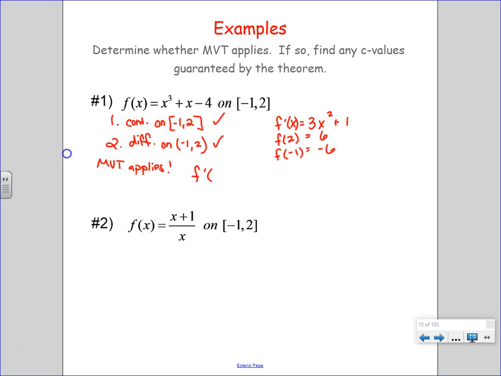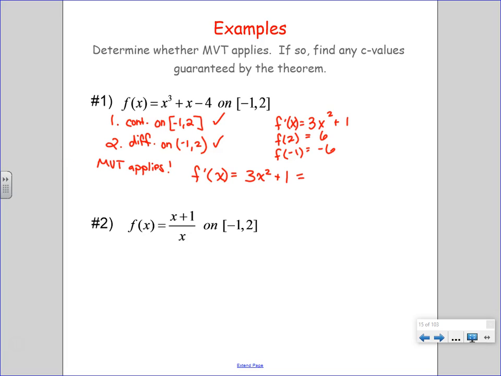F prime of. Do you guys like the C? Should we put them in or leave them out? Leave them out. Alright, so we're just taking F prime of X and saying whoever we find is the special C. F prime of x equals 3x squared plus 1.